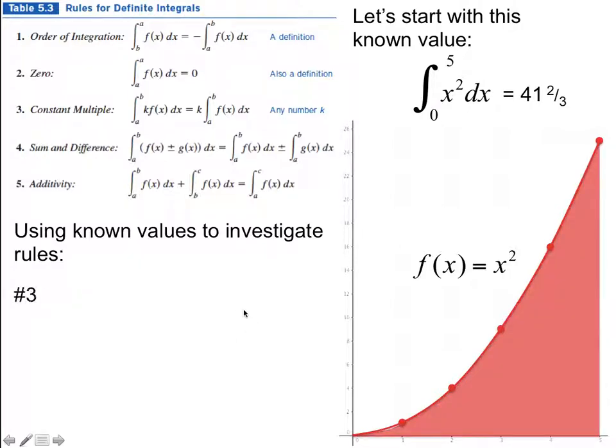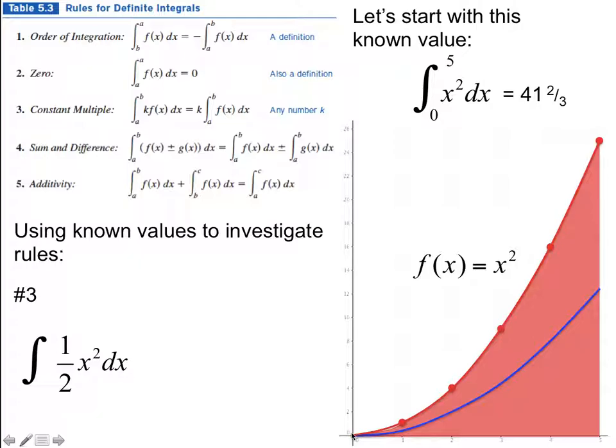Property 3 says let's multiply the function by a constant. So instead of x squared, I would have like 3x squared. Well, I should be able to take the constant right out of here and then work with the original integration. So for instance, I decided to have a constant that's a fraction, a half x squared. So think about a half x squared. If this is x squared, then a half x squared is just my y values are all cut in half.